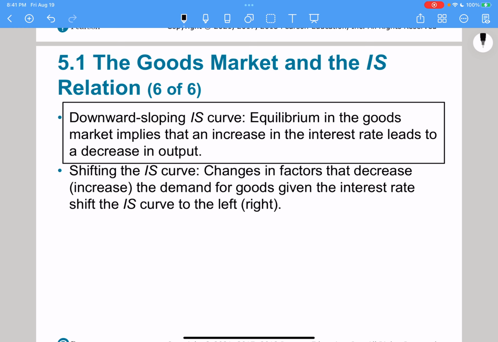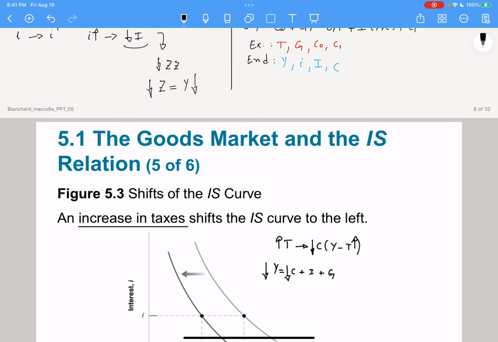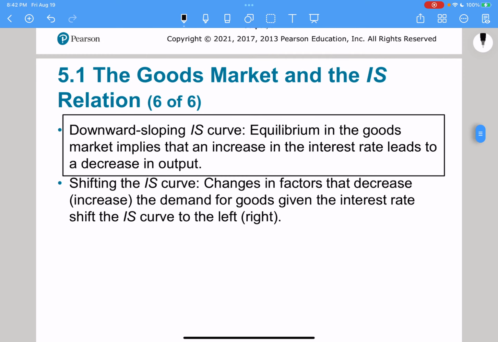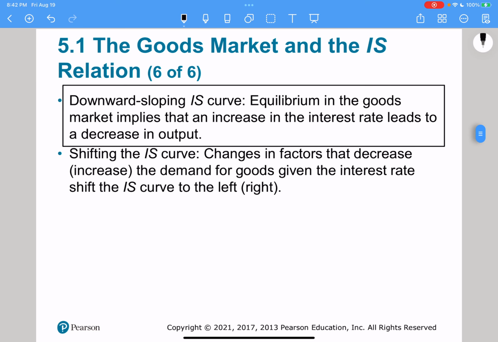Why is this curve a downward sloping curve? Well, you can think about this derivation here, which is a mathematical and graphical explanation. Or you can think that the equilibrium in goods market implies that an increase in the interest rate leads to a decrease in the output. Well, you have this guy here, which is the IS curve. And if I am here in point A, I have I naught and Y naught. And here it says that an increase in the interest rate.